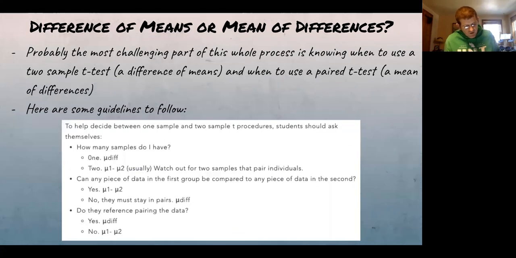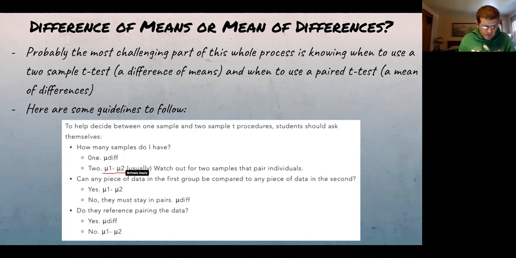So there are some different ideas, not just what I'm about to show you. We're going to go through like 3 slides of this. How many samples do I have? If I really only have one given, then it's going to be mean of differences. Okay, and I'll come back to that. If it's 2, then of course we're going to be looking for probably the difference of means.